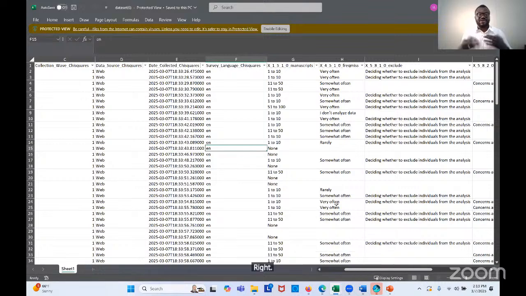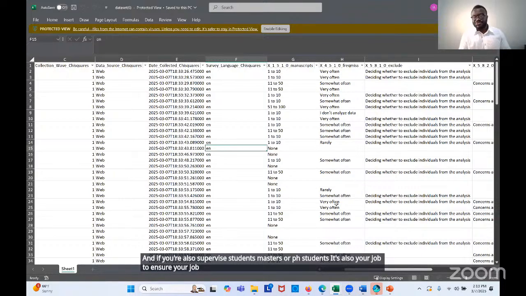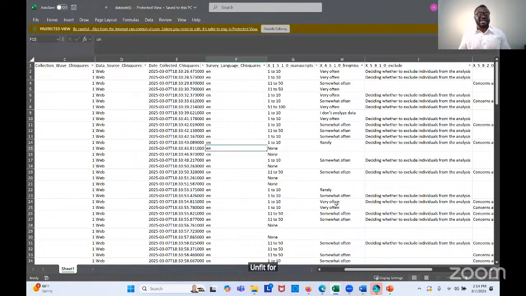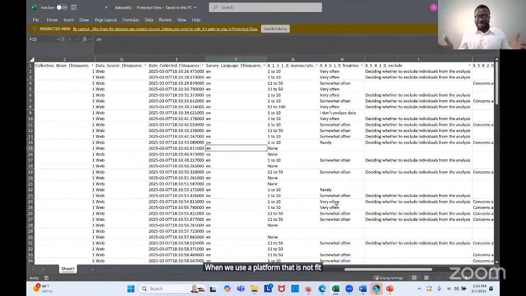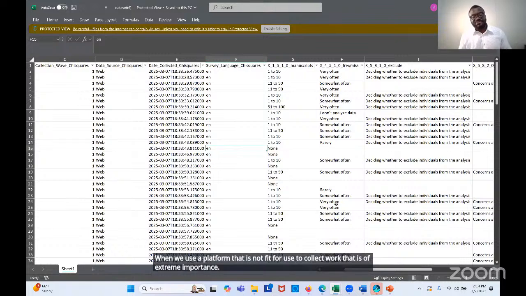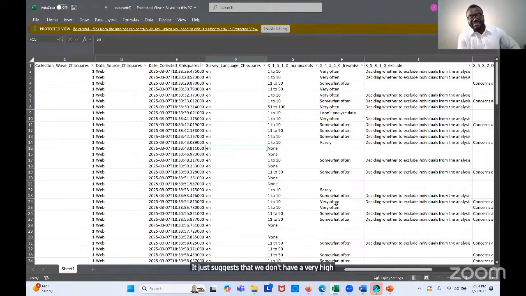And if you're also a supervisor, if you supervise masters or PhD students, it's also your job to ensure that the tool they're using is fit for use and fit for purpose. Otherwise, it betrays the seriousness of the work we're doing when we use a platform that is not fit for use to collect work that is of extreme importance. It suggests that we don't have a very high view of that work itself in the very first place.